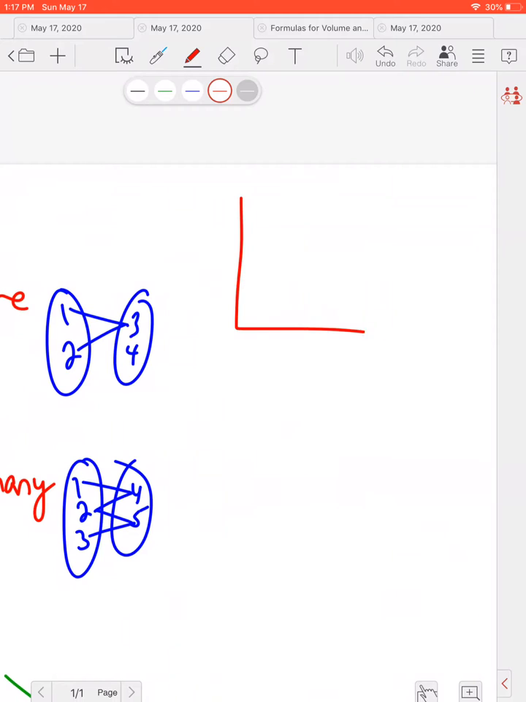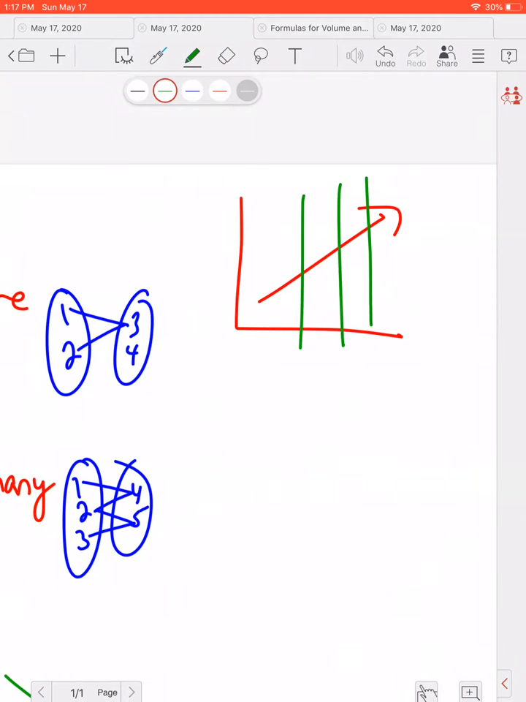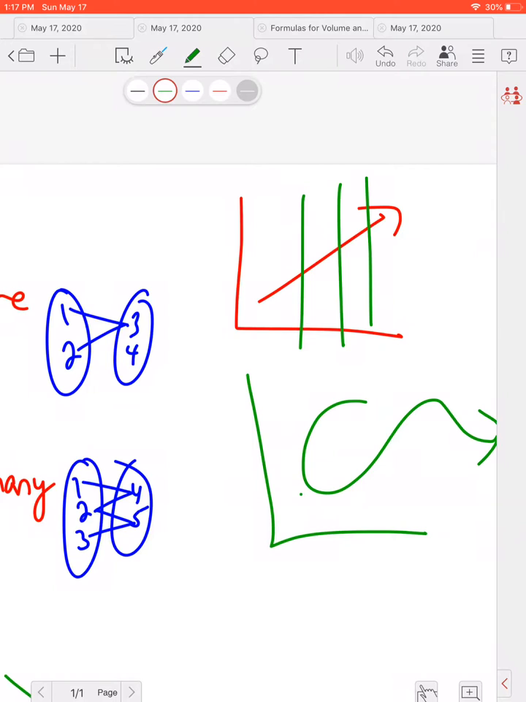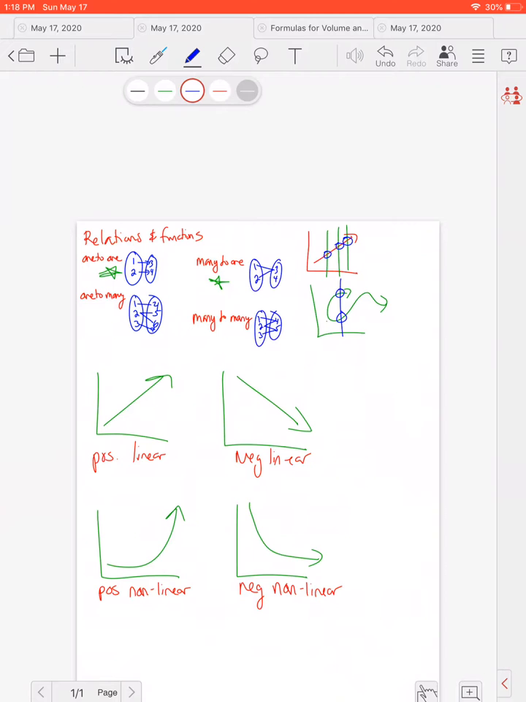So if we had a graph and I have a line like this, it passes the vertical line test no matter where we go, right? But if I have something like this, like some sort of swirl going on here, this would not be a function because it's hitting the line twice here, whereas on these it's only hitting the line once. Okay, so recall that vertical line test.